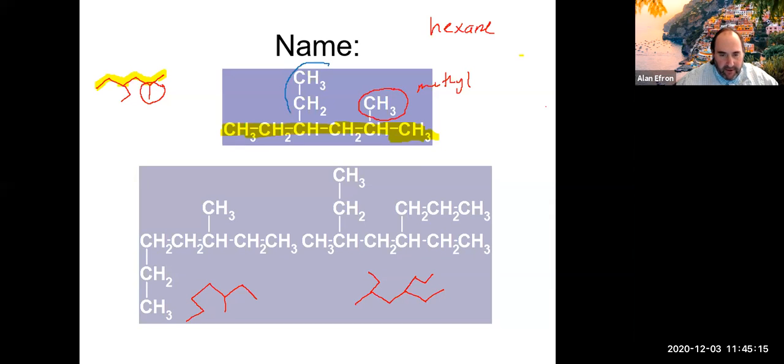Which is a two carbon group right there. Two carbons is based off of ethane, becomes an ethyl group, and that would be this group right here. Any questions on longest chain, sort of location of everybody?